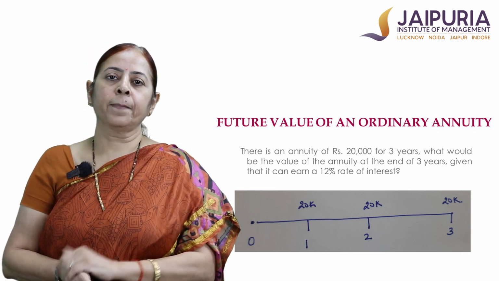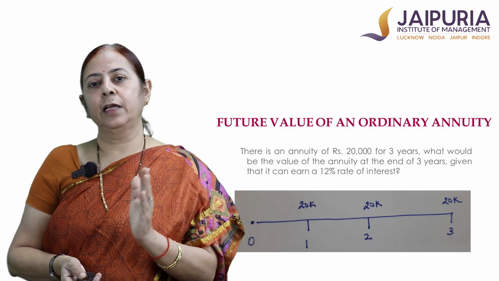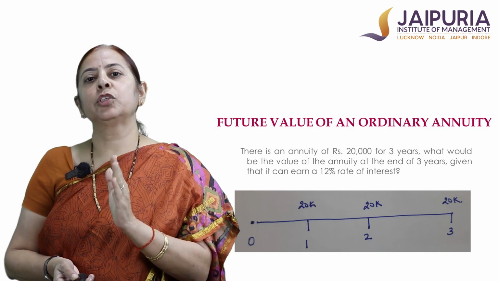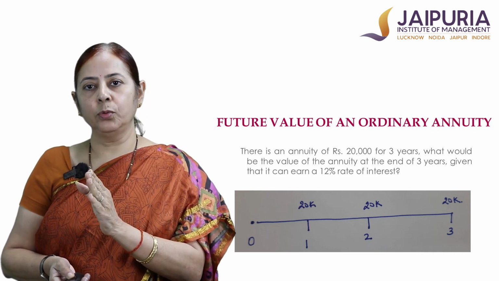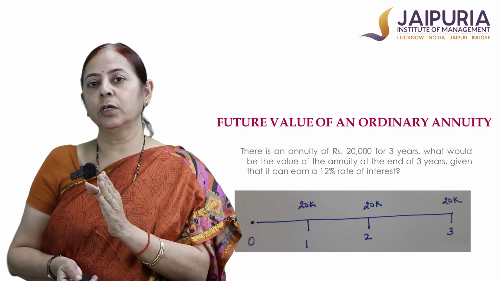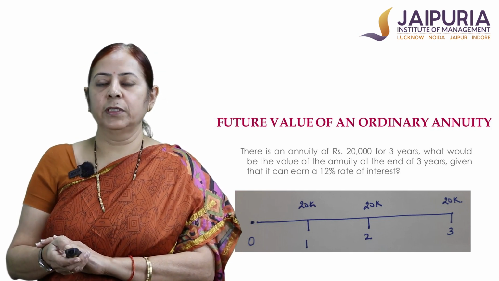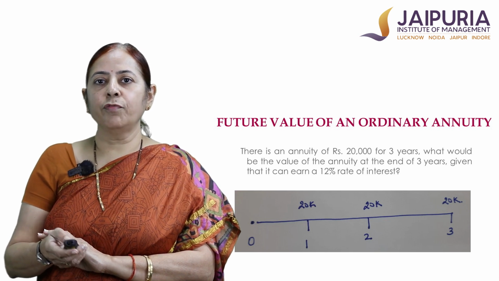So if you see here, there are 3 years. We are starting with time period 0, and at the end of the year I am going to deposit 20,000. Then again after 2 years, 20,000. So at the end of 1 year, 2 years, 3 years, every year I am depositing 20,000 rupees. So this is the case of annuity.